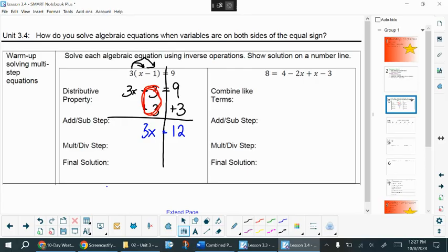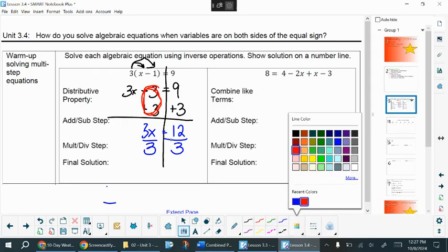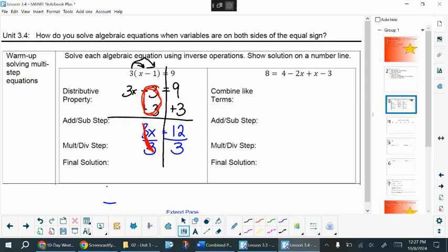From there, I'm going to go ahead and get rid of this 3 by dividing by 3 on both sides. The reason that works is because 3 divided by 3 is 1. So I just have 1x, or I can just write x. I'm not going to actually write the 1x. And then 12 divided by 3 is 4. And so my solution there, x equals 4.